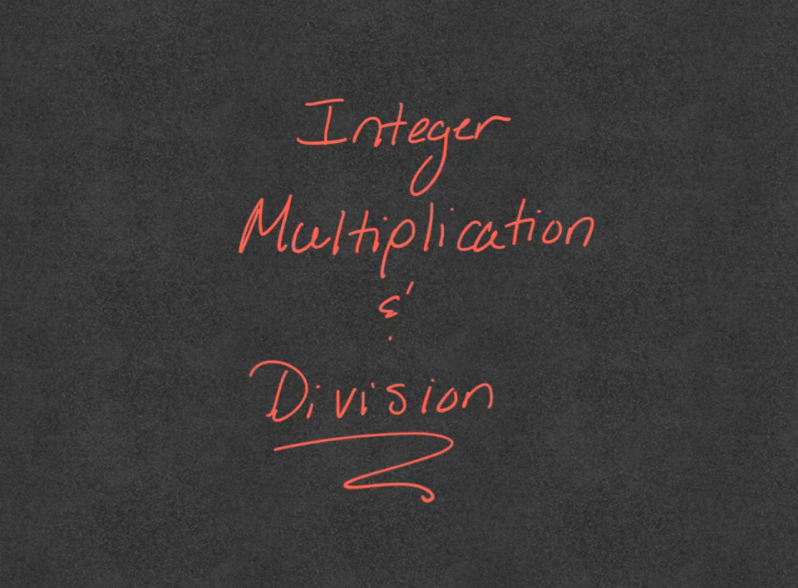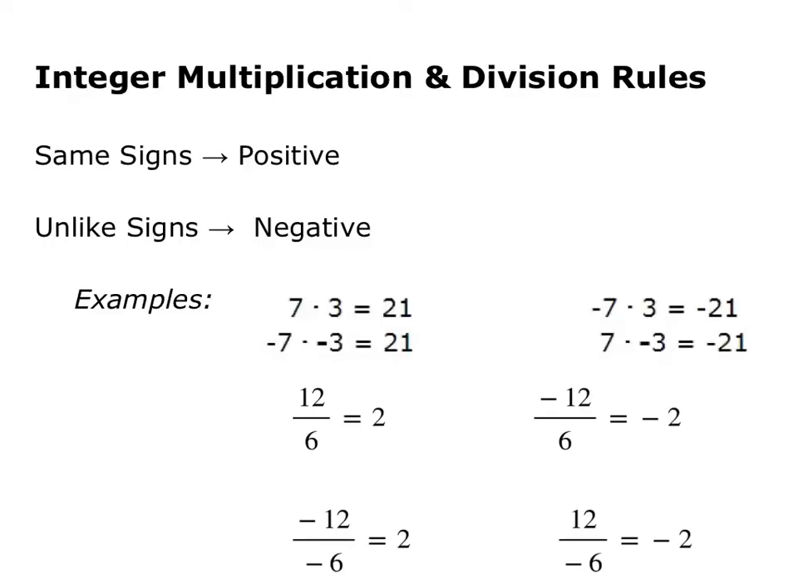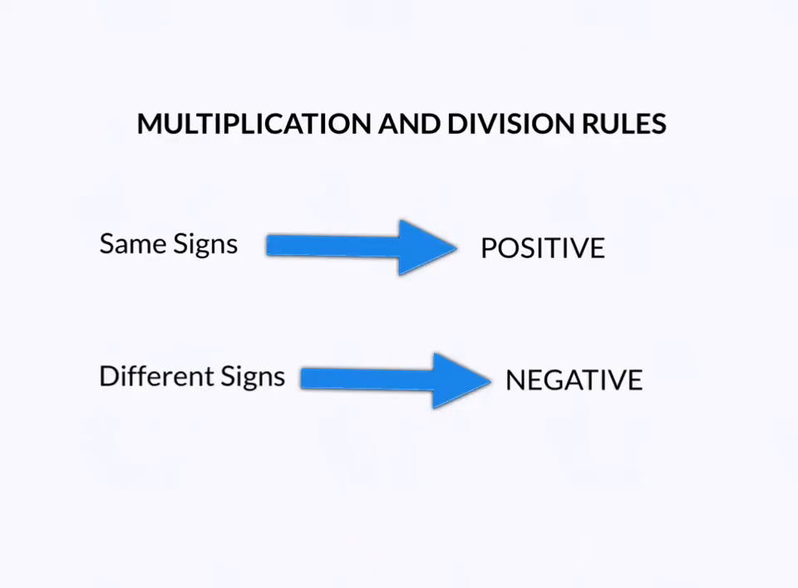Okay, let's now look at integer multiplication and division. The rules for multiplication and division are very easy. Same signs are going to be positive, different signs are going to be negative.